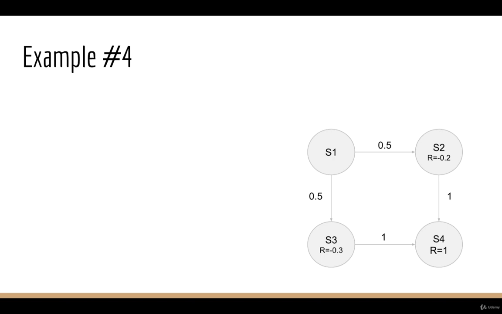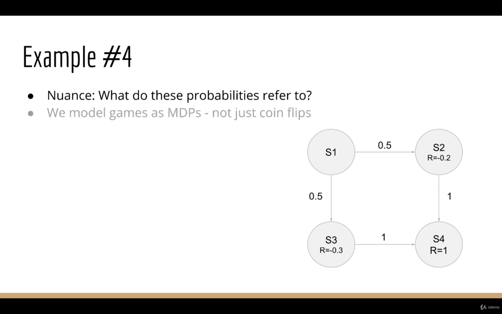Before we move on to the solution, this example introduces an interesting nuance. What does the probability I just mentioned refer to? If I say we have a 50% chance of going to S2 and a 50% chance of going to S3, what does that really mean? Because this is reinforcement learning and there are multiple components in an MDP, this is not just a simple coin flip. I don't flip a coin and go which way it tells me to go.